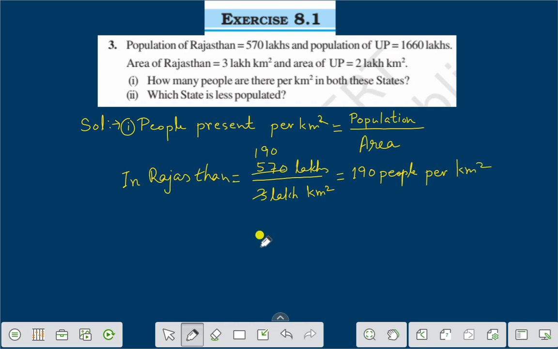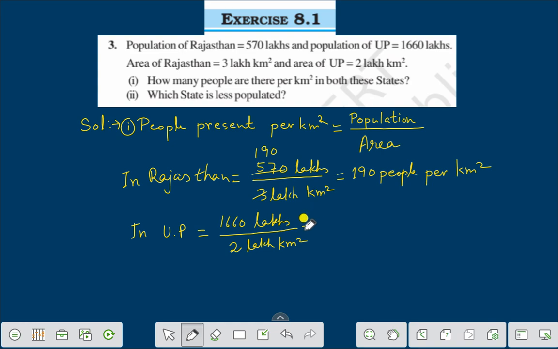Now we'll find for Uttar Pradesh. The population of Uttar Pradesh is 1660 lakhs and the area is 2 lakh square kilometers.